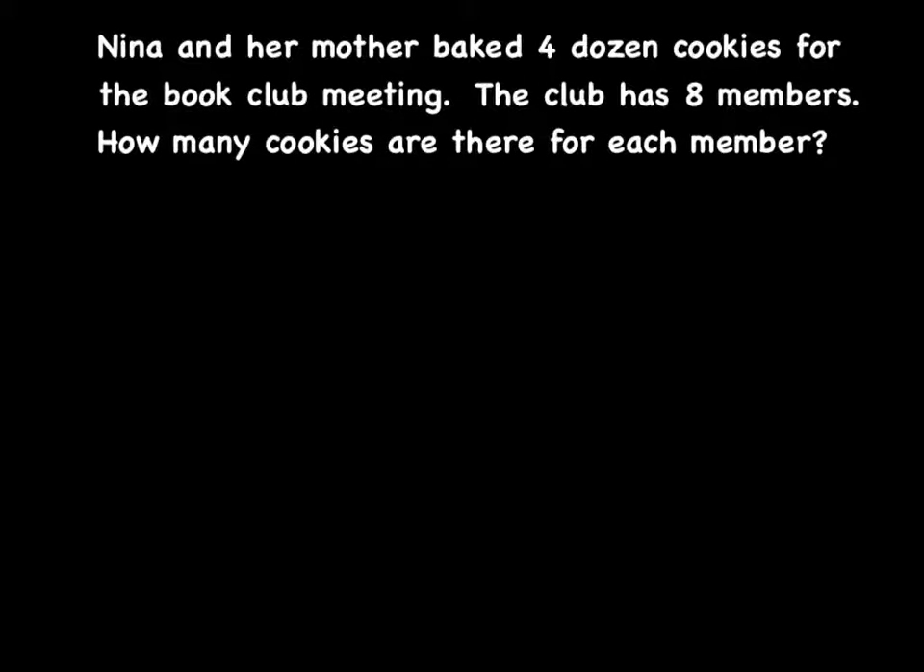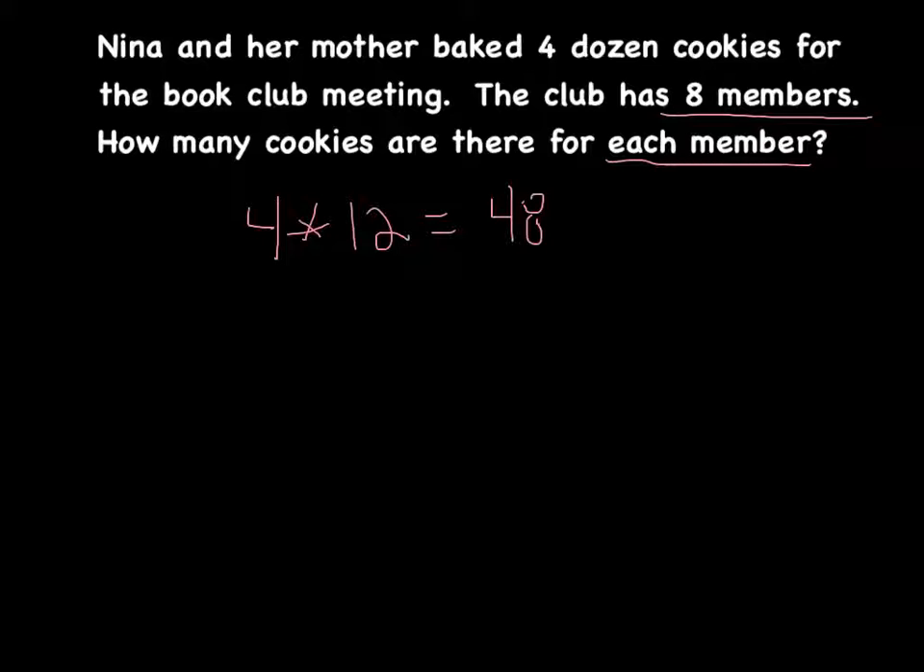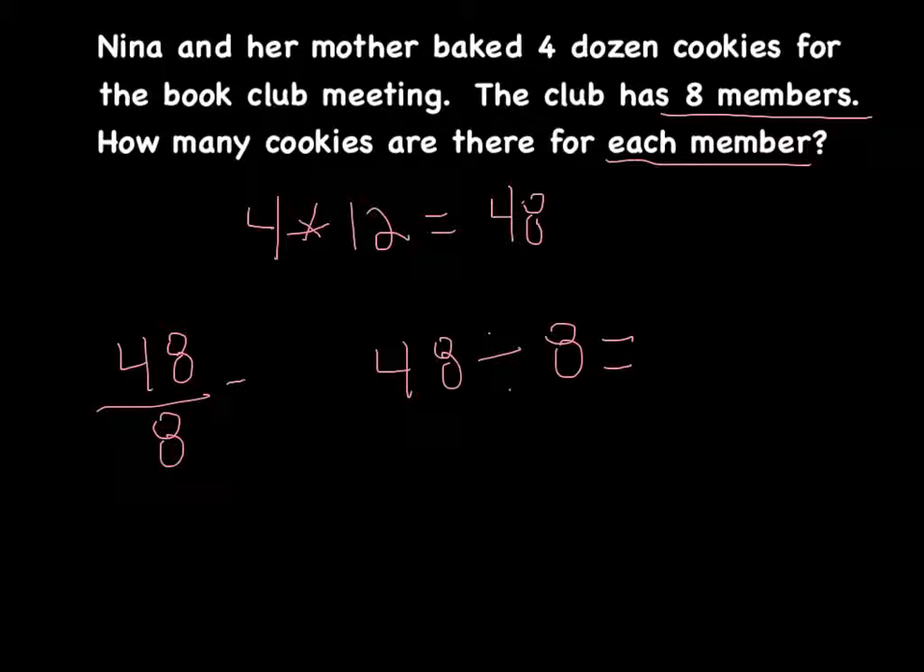We know that since they baked 4 dozen cookies, we need to multiply 4 times 12, which equals 48. Then it said the club has 8 members. How many cookies are there for each member? So we need to divide 48 by 8. So we could do that by writing it out like this. We could also write it out like this, 48/8. Either way, we will get the same answer, which is 6 cookies.